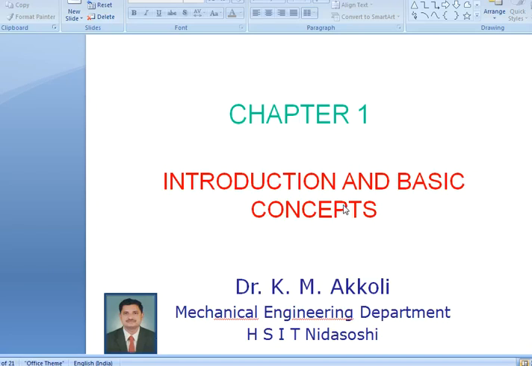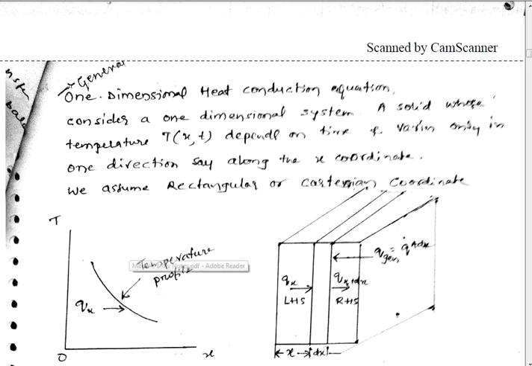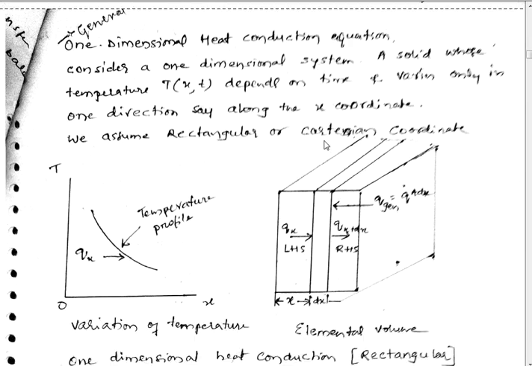Hello students. Today I am going to continue with the introduction and basic concepts of the first mode of heat transfer. In this one, we have to take the general one-dimensional heat conduction equation. In that we have to consider a one-dimensional system where the temperature varies along only one direction, and in the other two directions no variation of the temperature is considered.